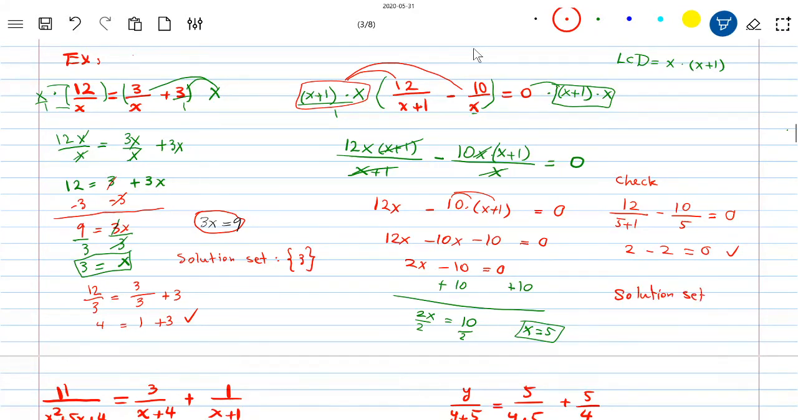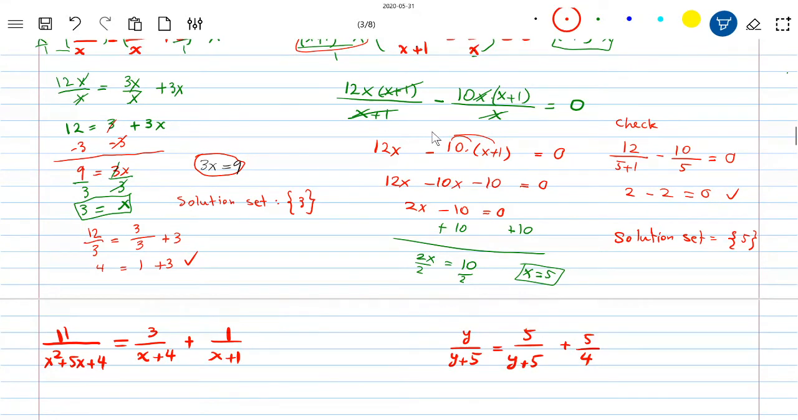Solution set, it becomes x equal to 5. 5 is the only number that satisfies the equation. If you pick another number and try it, you will see that it doesn't work. If you pick something like 1, 12 divided by 1 plus 1 is 6. 10 divided by 1 is 10. 6 minus 10 is never 0. So the only solution that this equation has is x equal to 5.